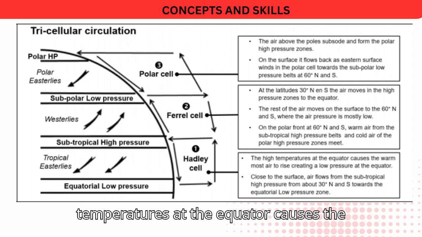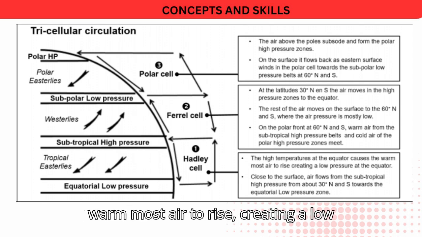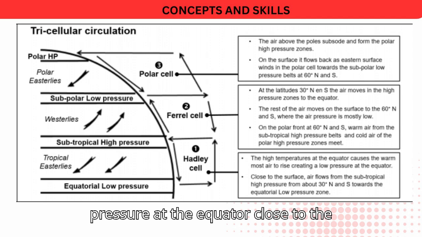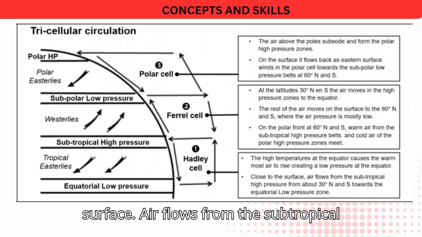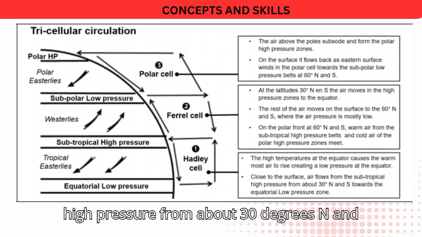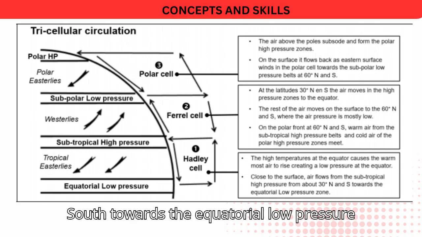The high temperatures at the equator cause the warm moist air to rise, creating a low pressure at the equator. Close to the surface, air flows from the subtropical high pressure at about 30 degrees north and south towards the equatorial low pressure zone.